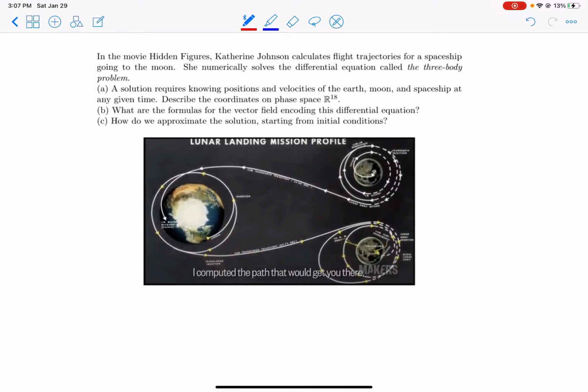Hi everyone. So this is going to be about the three-body problem. First of all, I will say that there's ways we can simplify this problem so that we don't need 18 dimensions. For example, we could take the Earth as the center of our coordinate system, which we're free to do, but ironically, that makes it more difficult to describe. So I'm actually just going to do the full 18-dimensional phase space.